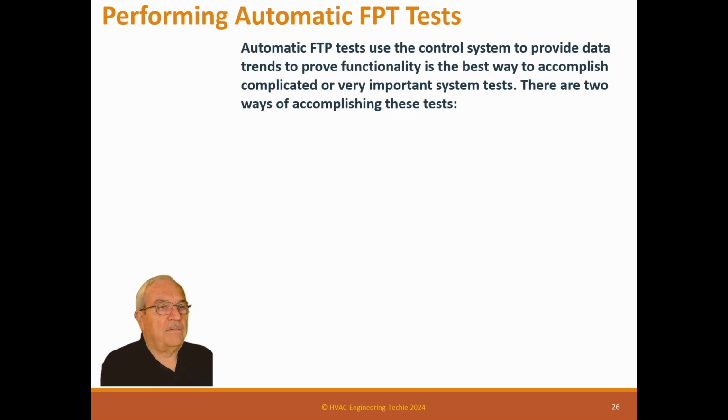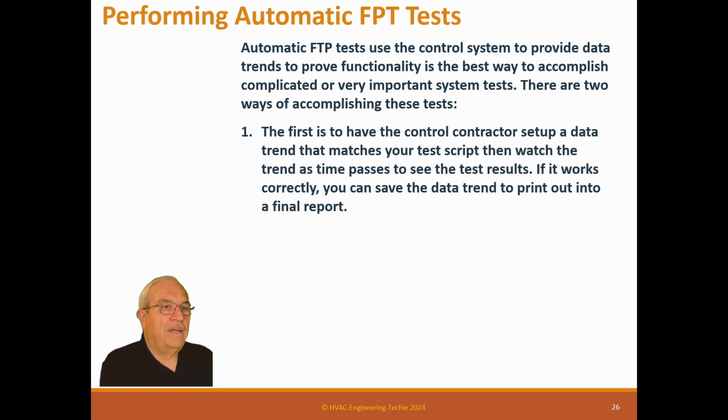All right, automatic FPT tests use the control system to provide data trends. Providing functionality is the best way to accomplish complicated or very important system tests. These are two ways to accomplish a test. The first is to have the control contractor set up a data trend that matches your test script, then watch the trend as time passes to see the test results. If it works correctly, you can save the data trend to print out into a final report. This is a short-term trend.